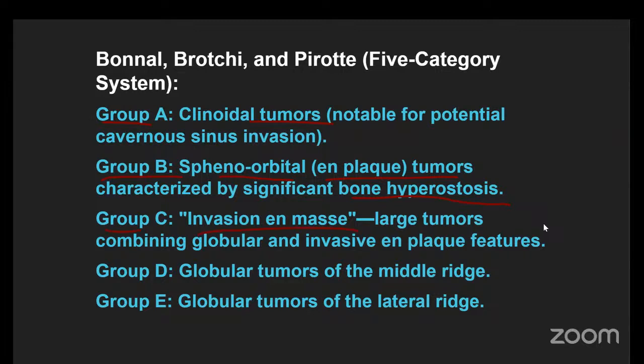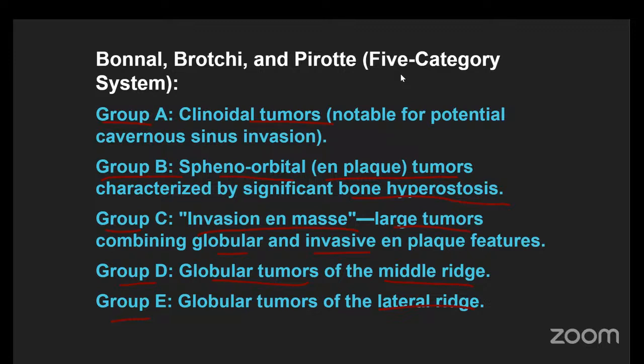These are invasion en masse, and these are French words. They just mean that this lesion is invading massively. These are large tumors, and they have both components, the globular component and the invasive en plaque features. Then we have group D, they are globular tumors of the middle ridge, and E, they are the lateral ridge. So the classification, yes, Dr. Subham, sphenoid wing meningioma classically presents with unilateral proptosis.